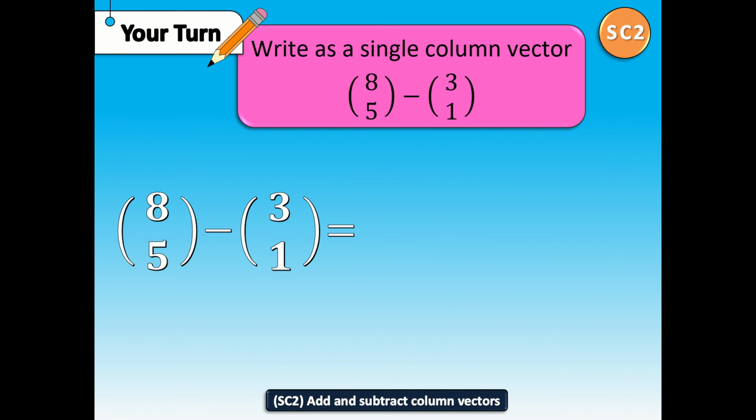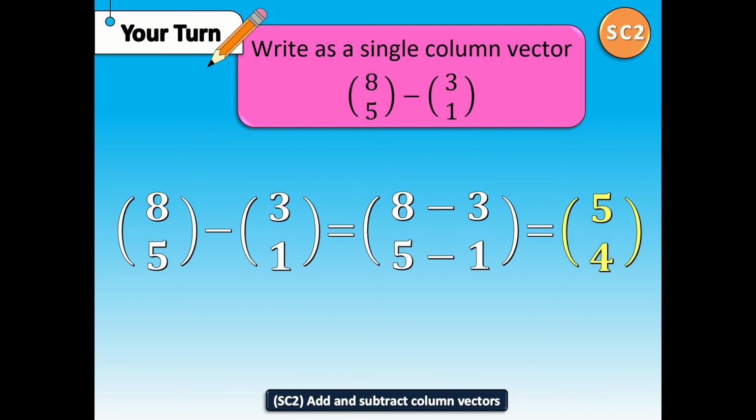So we want to write as a single column vector 8, 5 take away 3, 1. So we take away the top numbers and take away the bottom numbers. So 8 take away 3 is 5, and 5 take away 1 is 4. So our answer is 5, 4.